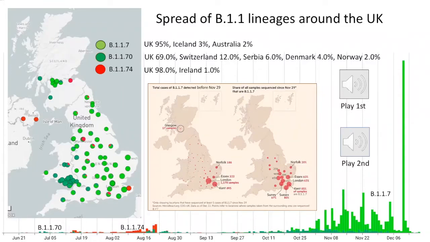This can be seen in the 2 middle maps that show the distribution of B117 before November the 29th and after November the 29th. And here we can see that the distribution of B117 was at first in London and in Kent, and that has rapidly spread into Sussex and many other counties within the southeast. We can also see, if we compare that to the original map that I talked about on the far left, that now B117 has literally spread all over the country. And it has done this very, very rapidly.